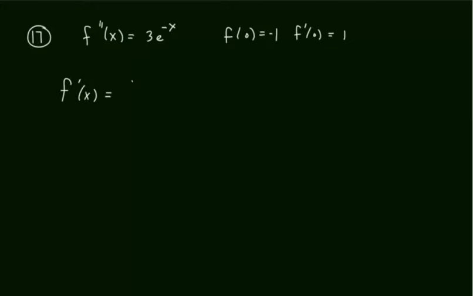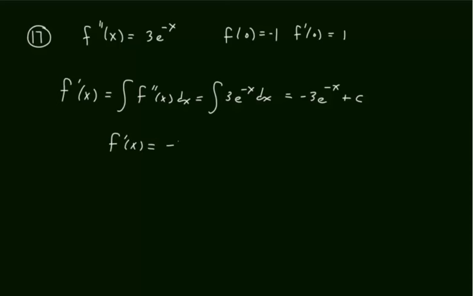So f prime of x is the antiderivative of f double prime of x with respect to x. So that's the antiderivative of 3e to the negative x dx. This is a nice and simple antiderivative, so we have negative 3e to the negative x plus c. F prime of x equals negative 3e to the negative x plus c.